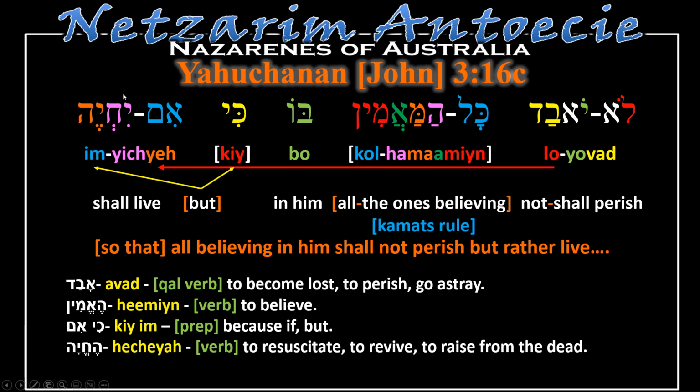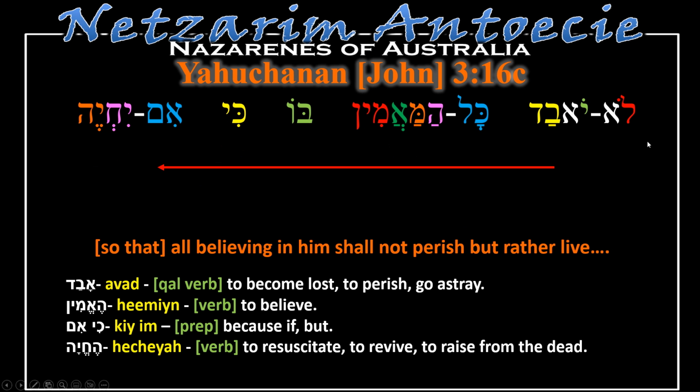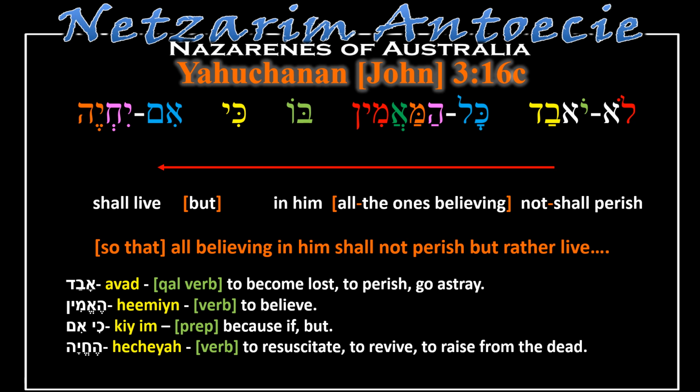Because the yod is imperfect and its root is chai or chaye, which means to live, right? So shall live. And the translation, so that all believing in him shall not perish, but rather live. So now we can read that. Lo yovad kol ha ma'amin bo ki im yich yea. Not shall perish all the ones believing in him, but shall live.